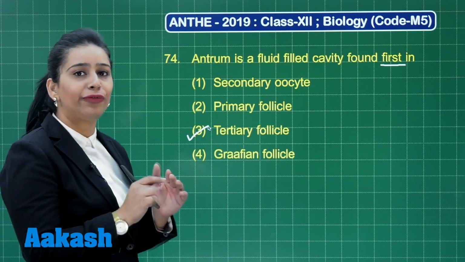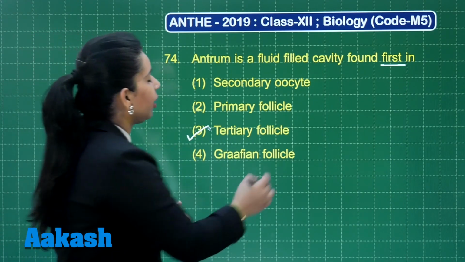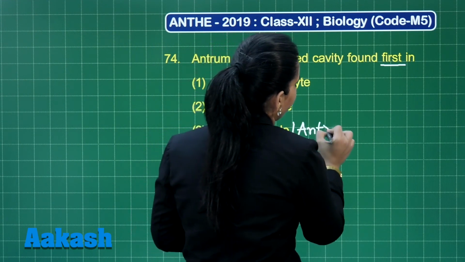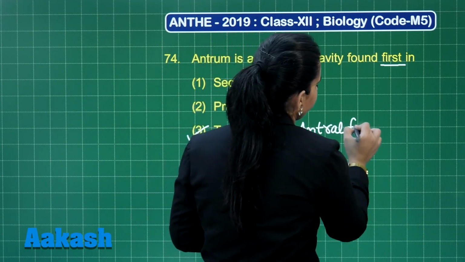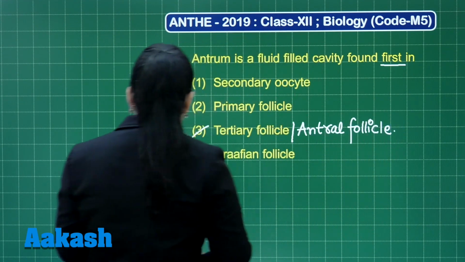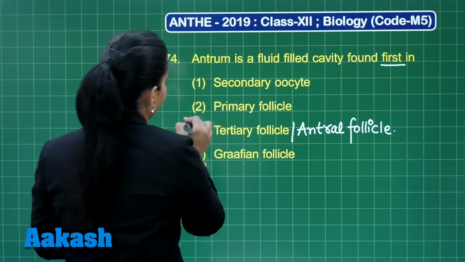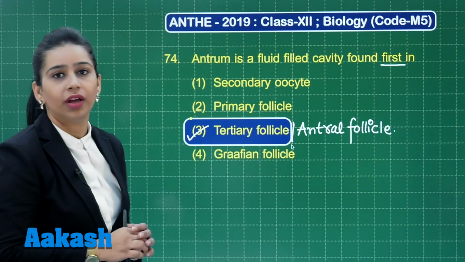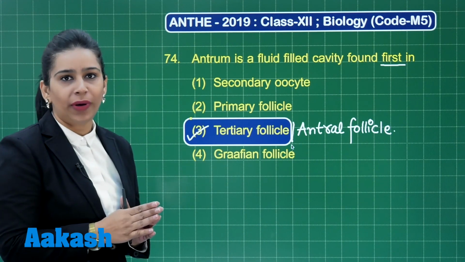And because of the presence of this antrum, this follicle is also called antral follicle. So the answer to this question is option number 3. Now let's move to next question.